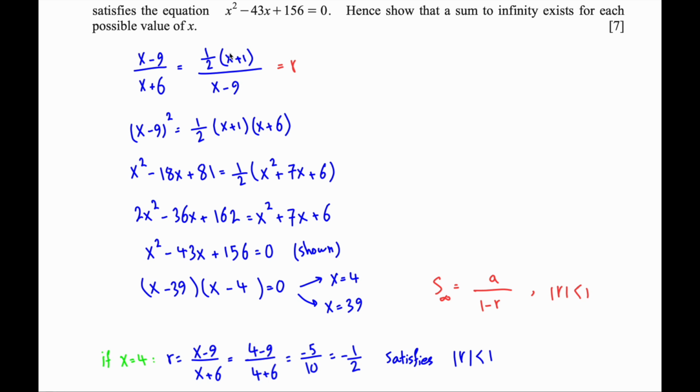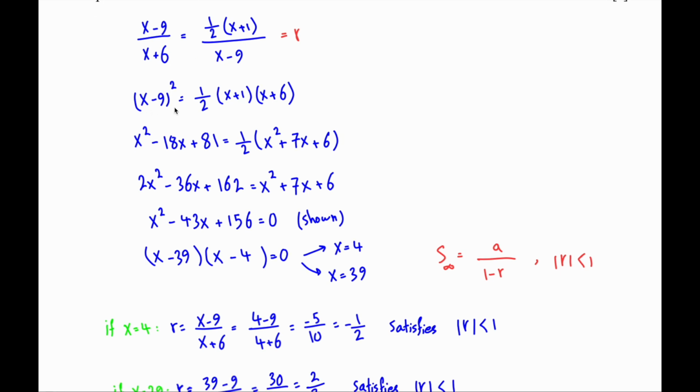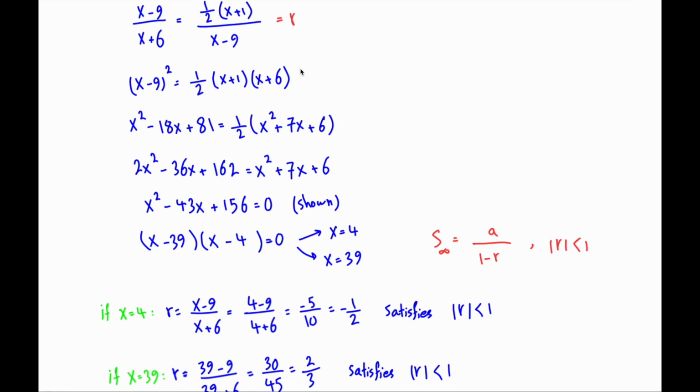And then you're going to cross multiply. On the left hand side, you get (x minus 9) squared. On the right hand side, you get half of (x plus 1) times (x plus 6). So you expand the right hand side and then add up the like terms. You get x squared plus 7x plus 6. On the left hand side, you raise x to the power of 2 minus double their product, which is 18x, and the second term squared, which is 81.